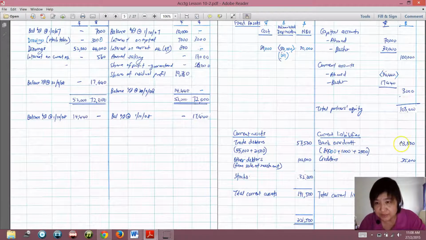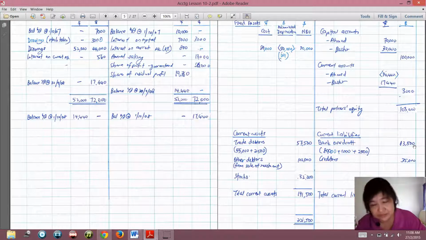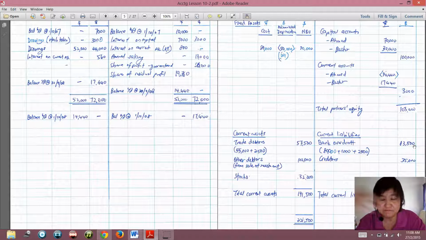So bank overdraft means you take out money from the company bank account until it becomes negative. Bank overdraft is like you must go to the bank and ask the bank, I want a bank overdraft facility. That means you are requesting it from the bank.